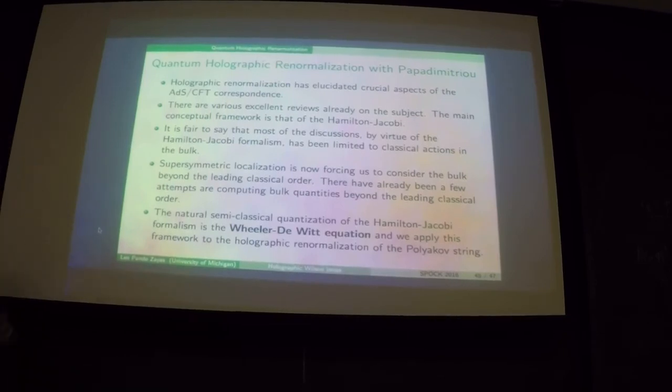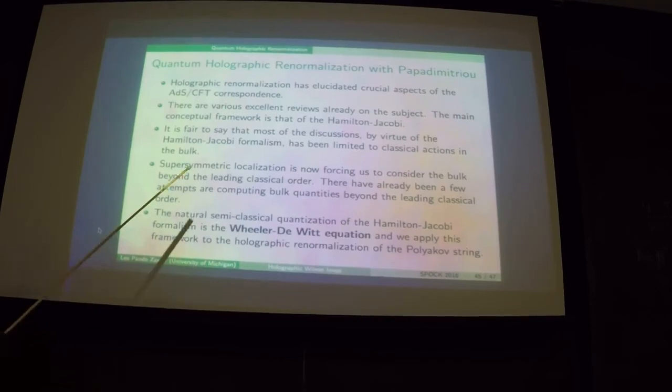Holographic renormalization is a very powerful technique. It's very well established. It has clarified many things, anomalies in AdS/CFT, etc. There are many reviews of the subject, but in every review, especially the latest one, it is clear that the main conceptual framework is the Hamilton-Jacobi equation. In fact, your on-shell action is a solution to the Hamilton-Jacobi equation. And that's it.